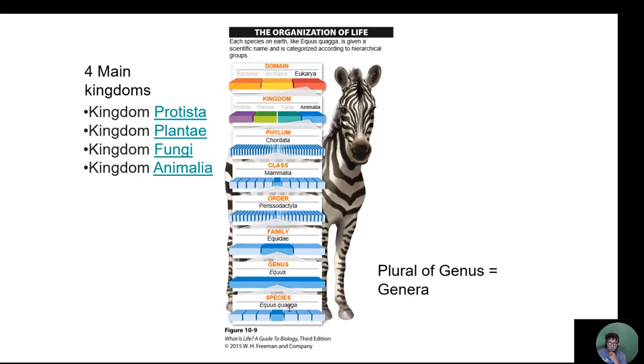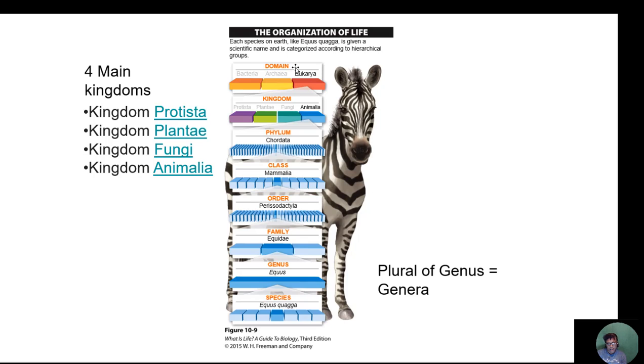And so when we speak of the zebra scientifically, we don't call it a zebra. We call it by its genus Equus and its species quagga. So this is Equus quagga, okay? And then that way, no matter who you're speaking to around the world, even if they speak a completely different language, you're using the common language of science to discuss an organism, okay?